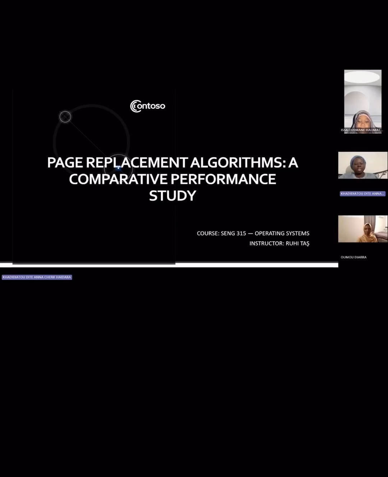In this presentation, I will introduce the concept of page replacement algorithms and explain why it's important in virtual memory systems.